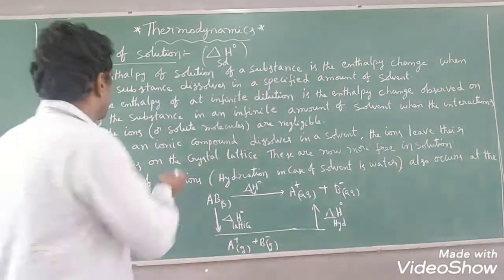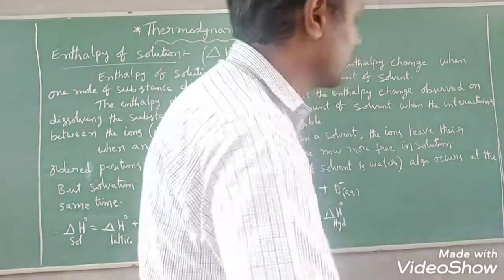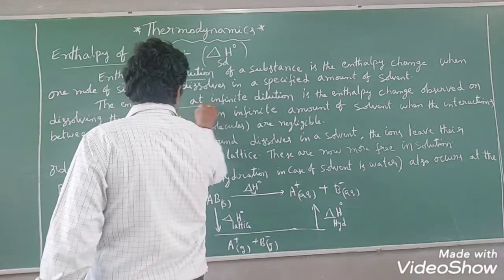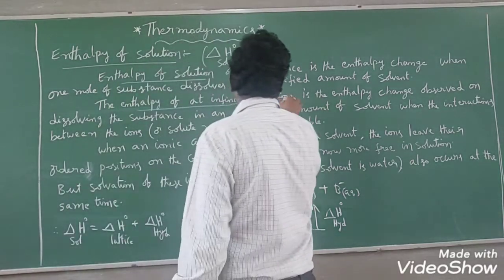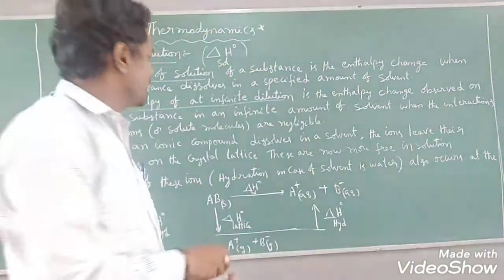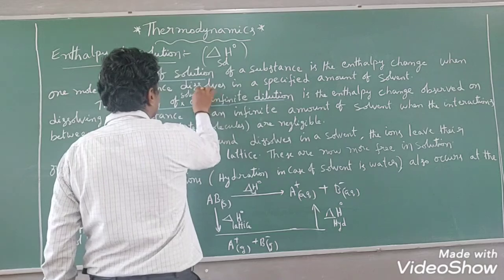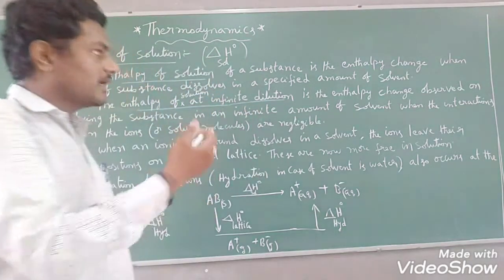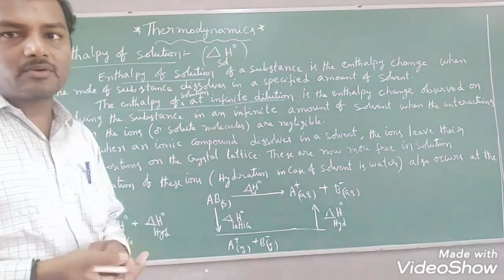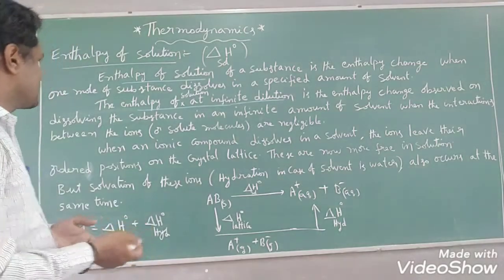What is the meaning of enthalpy at infinite dilution? Here two definitions are there. One is enthalpy of solution and the other one is enthalpy of solution at infinite dilution. The meaning is the enthalpy change observed on dissolving the substance in an infinite amount of solvent when the interactions between the ions are negligible.